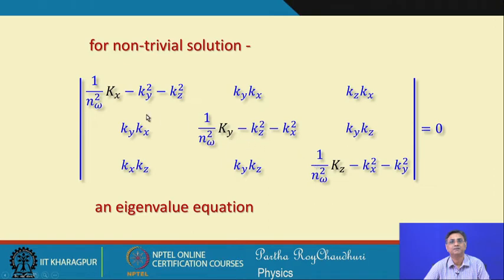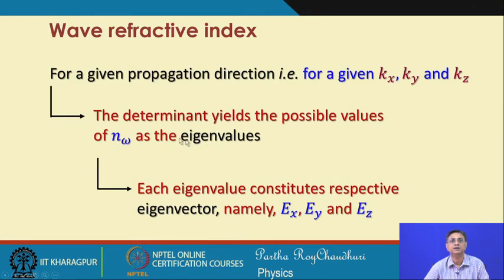These are the properties, capital K x, capital K y and capital K z. These are the properties of the medium. These are the properties of the direction of the electromagnetic wave. So, knowing this direction and knowing the properties of the medium, we can find out the values of n omega with respect to that direction of propagation. Each eigenvalue constitutes the respective eigenvectors, the E x, E y and E z electric field components.